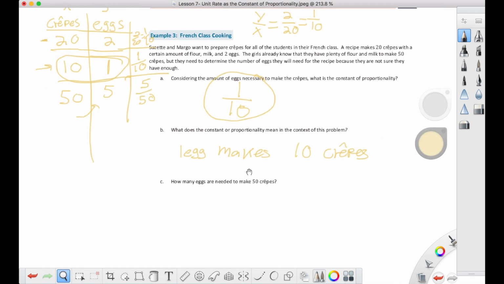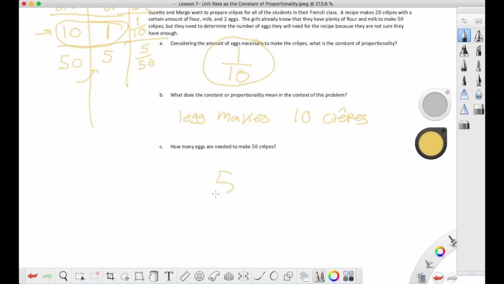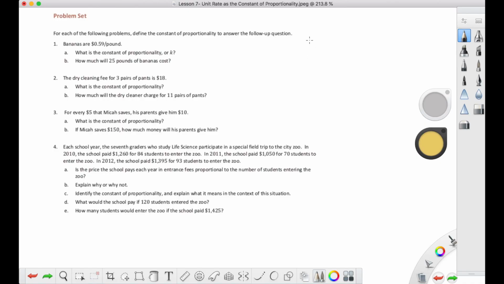Okay, how many eggs are needed to make 50 crepes? 5. Let me do number 1 on this problem set. For each of the following problems, define the constant of proportionality to answer the follow-up question. Bananas are 59 cents a pound. I don't like bananas, but that's fine. I can still do math with them.